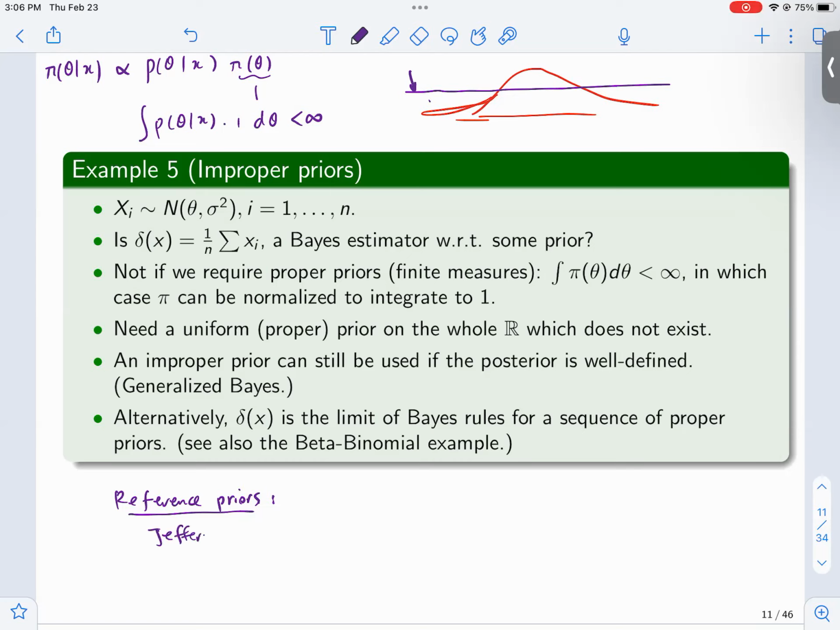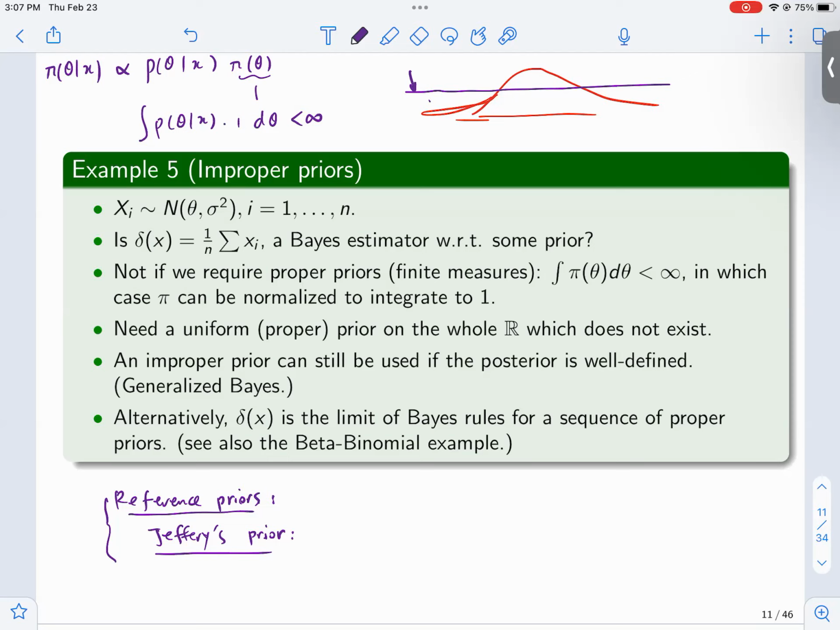Jeffreys and stuff. I think Jeffreys is like this. So you can read about them. I usually don't talk about them. But this is, again, more of a frequentist way of thinking.